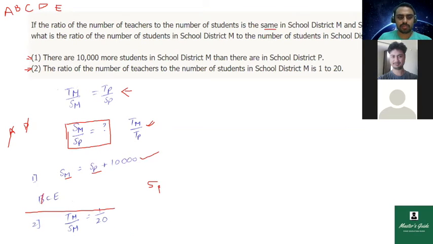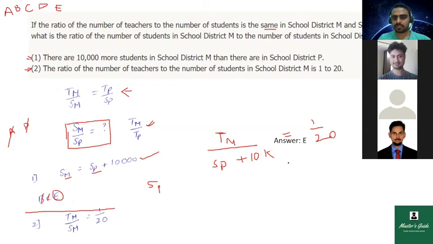If I combine both the statements, I still don't know what the ratio is going to be. I cannot determine. Even if I substitute TM by SP plus 10,000 equal to 1 by 20, and if I want to solve it, it's very difficult because there are two unknowns. If I have two unknowns, at least I want two equations. So this is again insufficient. So C is also gone. E is my answer.